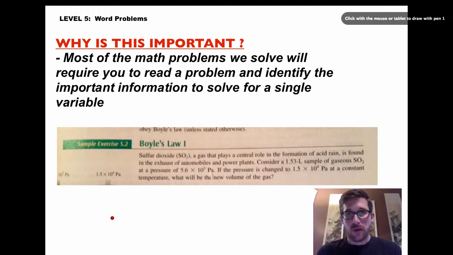So here's a problem I took right out of your textbook about Boyle's law, a gas law. It says sulfur dioxide, a gas that plays an essential role in the formation of acid rain, is found in the exhaust of automobiles and power plants. Consider a 1.53 liter sample of gaseous SO2 at a pressure of 5.6 times 10 to the third pascals. If the pressure is changed to 1.5 times 10 to the fourth pascals at constant temperature, what will be the new volume of the gas?